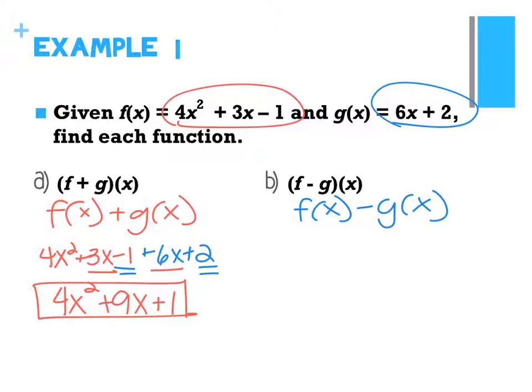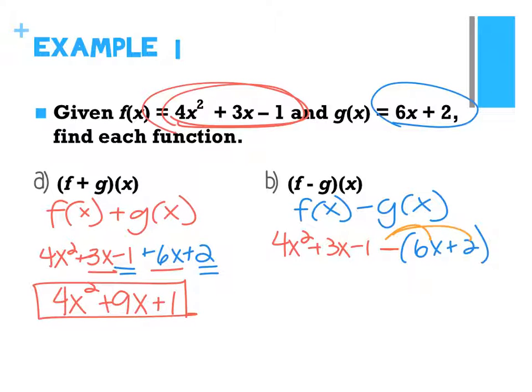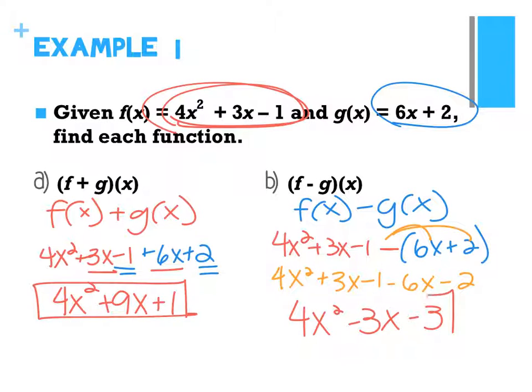Okay, then I get f minus g of x, which is f of x minus g of x. So I take the f of x, which is 4x squared plus 3x minus 1, and I subtract from it g of x, which is 6x plus 2. The most common mistake made here is not distributing this negative to both terms. Be really careful. Make sure it goes to both. So this would be 4x squared plus 3x minus 1 minus 6x minus 2, which becomes 4x squared minus 3x minus 3.